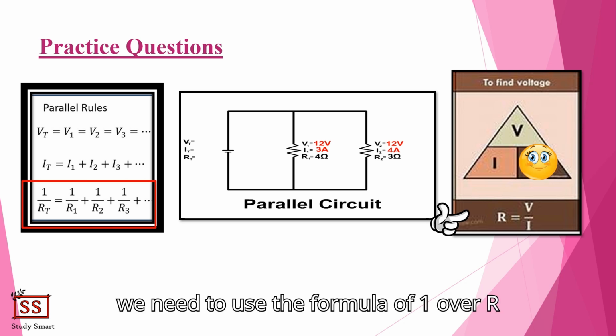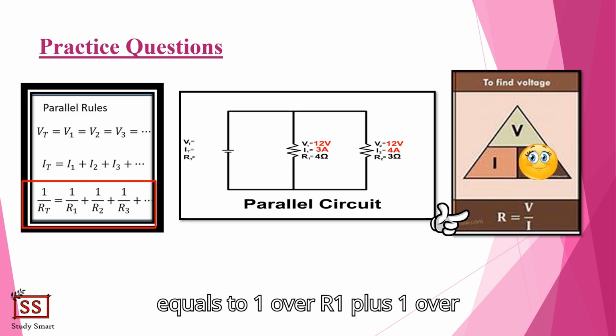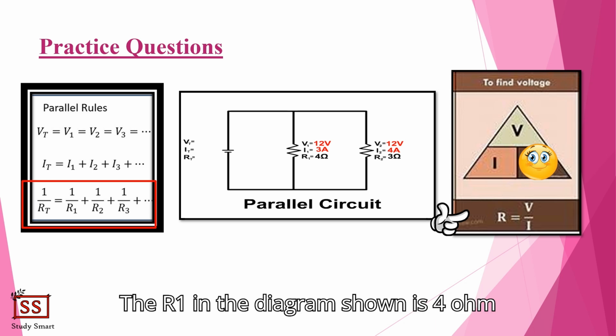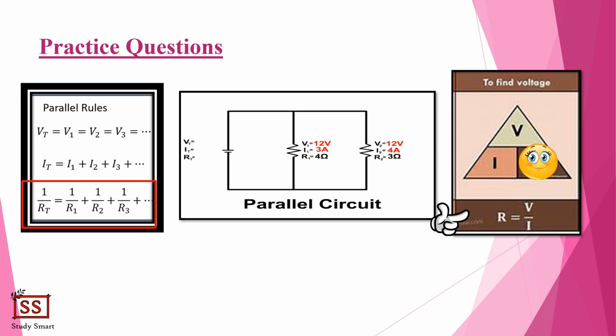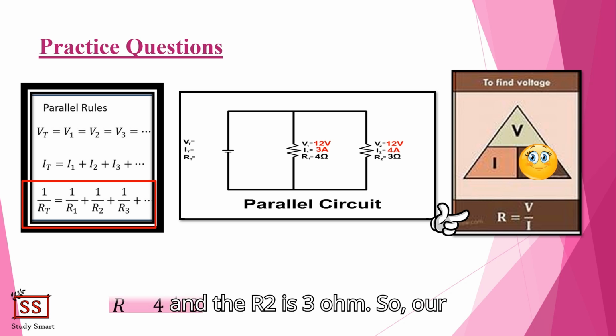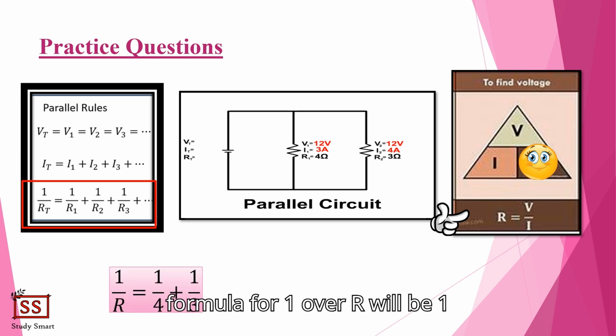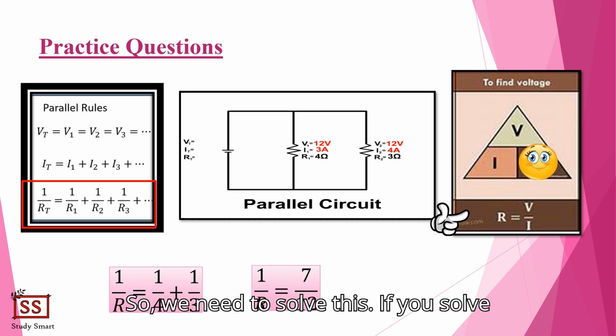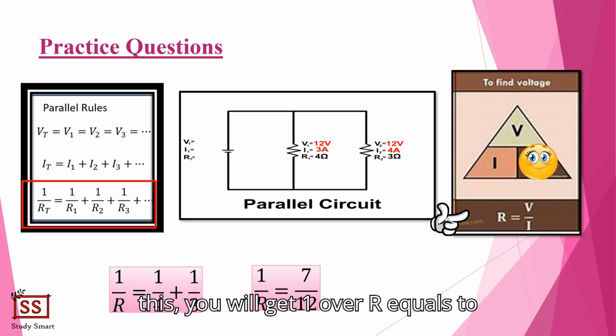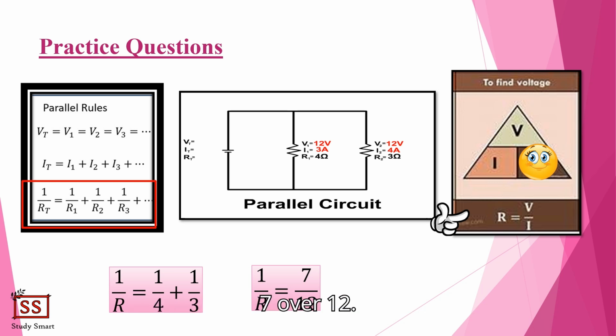So we need to use the formula of 1 over R equals to 1 over R1 plus 1 over R2. The R1 in the diagram shown is 4 ohm and the R2 is 3 ohm. So our formula for 1 over R will be 1 over 4 plus 1 over 3. So we need to solve this. If you solve this, you will get 1 over R equals to 7 over 12.